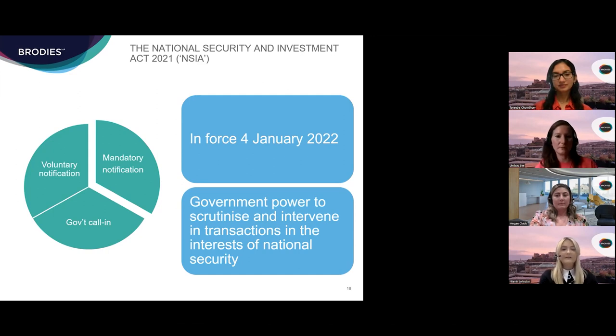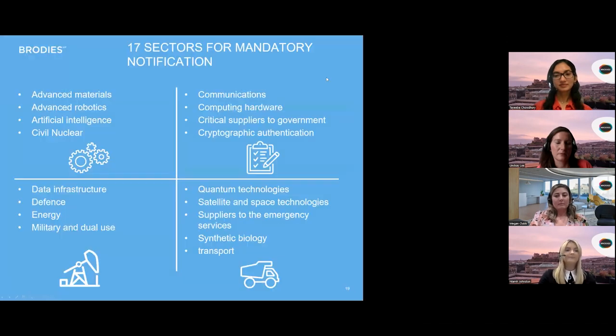The National Security and Investment Act 2021, or the NSIA for short, came into force on the 4th of January 2022 and gives the government powers to scrutinise and intervene in business transactions, such as takeovers, to protect national security. So just to summarise some of the key features of the Act, it applies to acquisitions of certain qualifying entities where a trigger event occurs. Broadly, a qualifying entity is a UK entity which falls within one or more of 17 specified sectors. Sectors which come up a lot in our transactions include energy and communications, but you can see the breadth of the sectors covered from the slide.